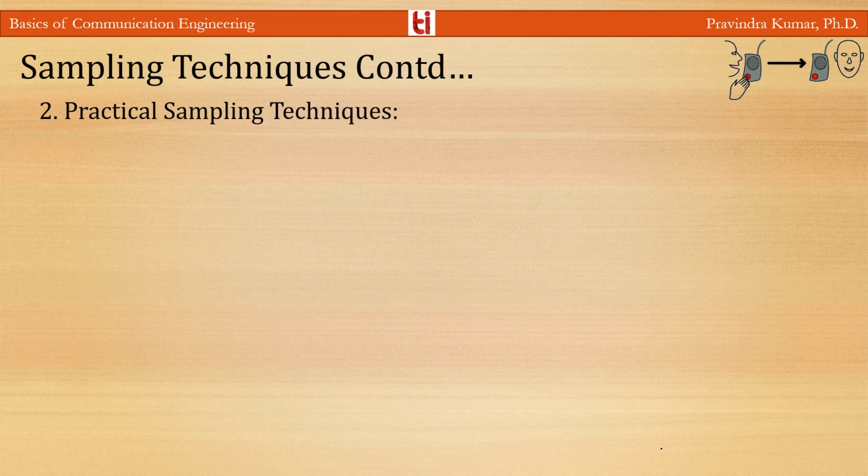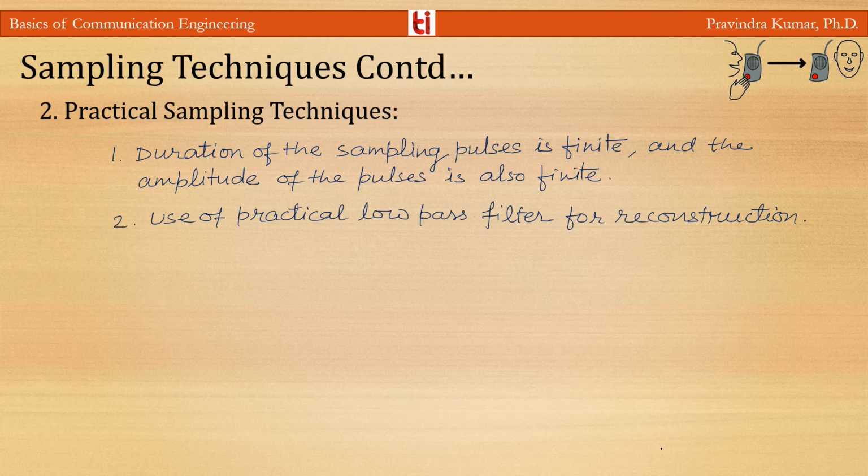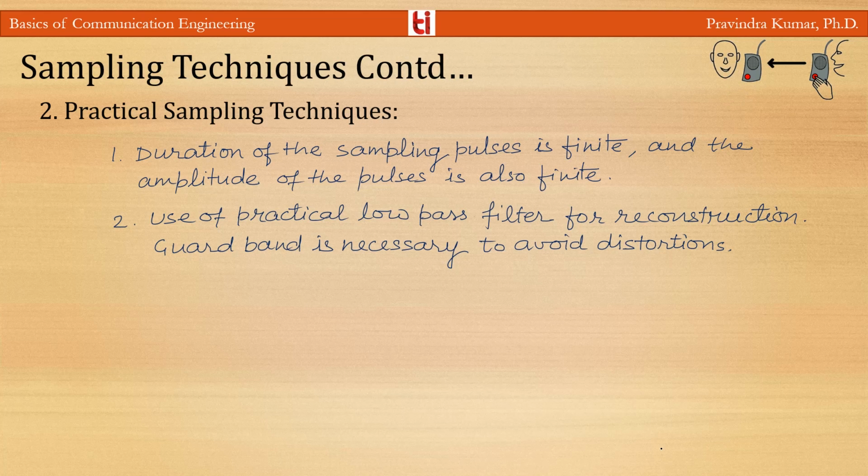Now, practical sampling techniques. The practical sampling techniques differ from ideal sampling in three ways. First, in practical sampling methods, the duration of the sampling pulse is finite and the amplitude of the pulses is also finite. Second, practical sampling methods use a practical low pass filter for reconstruction, and guard bands between the adjacent spectra in the sampled signal are necessary to avoid distortion, as ideal filters are not used.